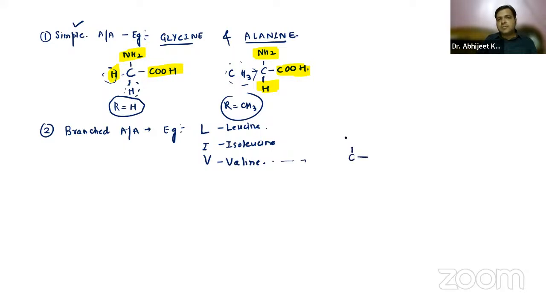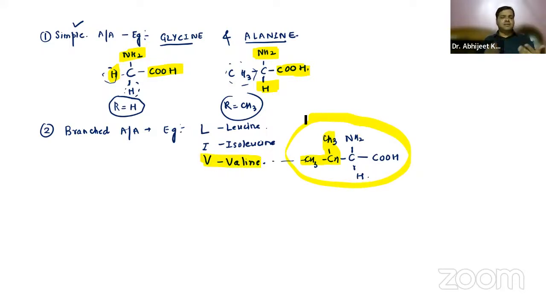Now, this is the carbon which contains one amino group, one carboxylic acid group, and one hydrogen. In addition to that, we have a methyl group here and a methyl group above. So this is the R chain, and this is the additional R chain. And this structure is nothing but valine. This entire structure is valine.